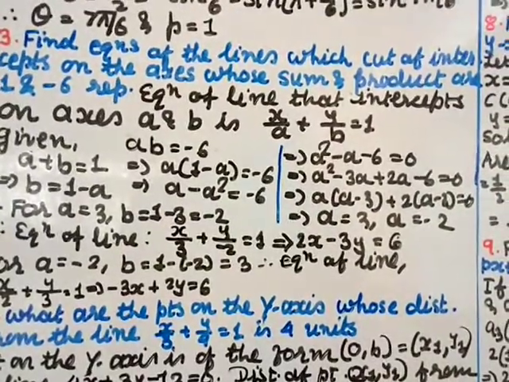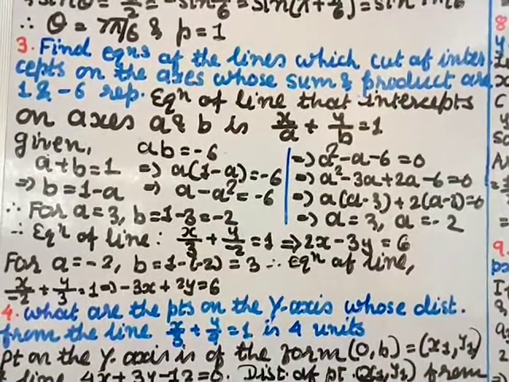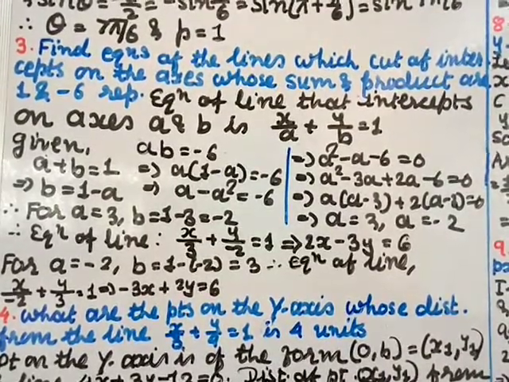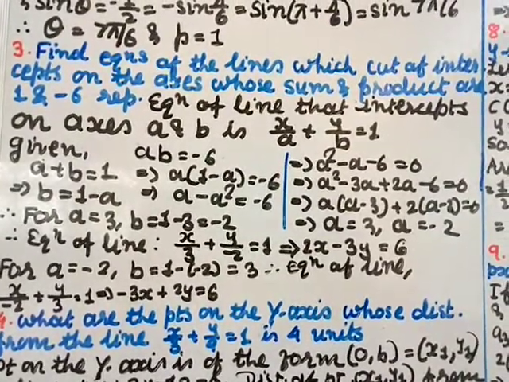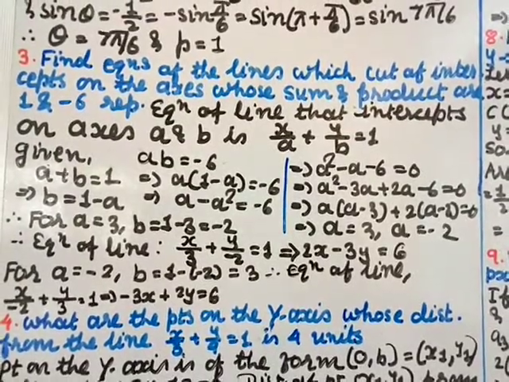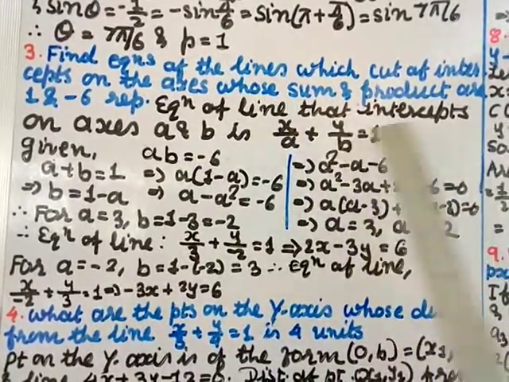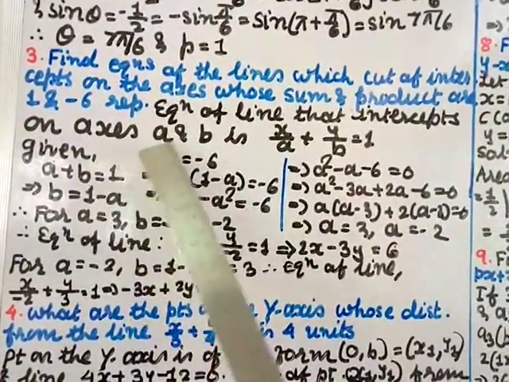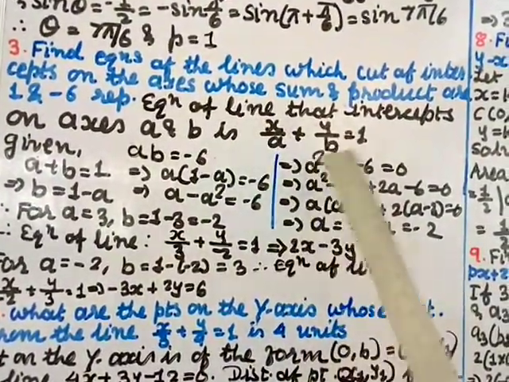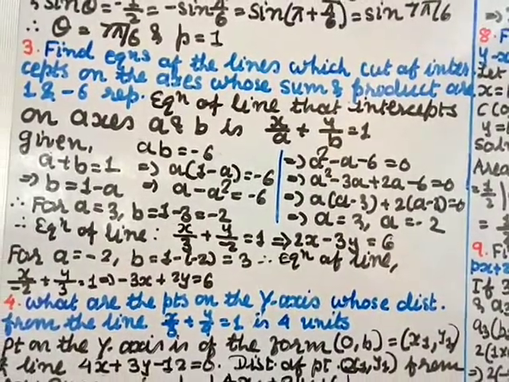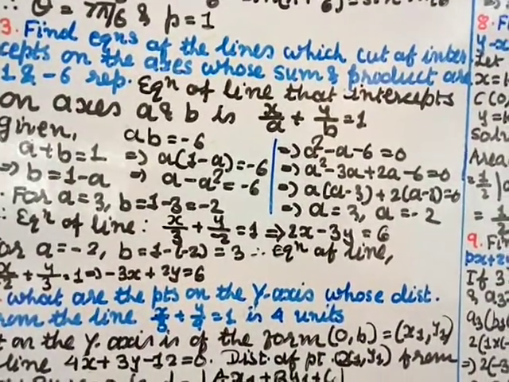Question number 3. Find the equations of the lines which cut off intercepts on the axes whose sum and product are 1 and minus 6 respectively. Now, the equation of a line that cuts intercepts a and b on the axes is given by x by a plus y by b is equal to 1. This is a standard equation when intercepts are given on the axes.